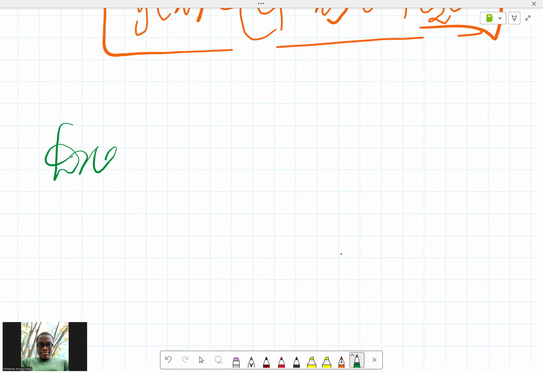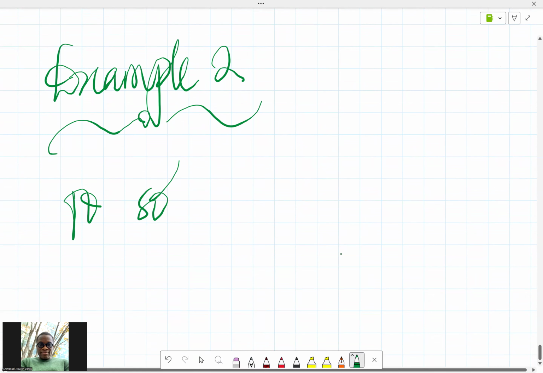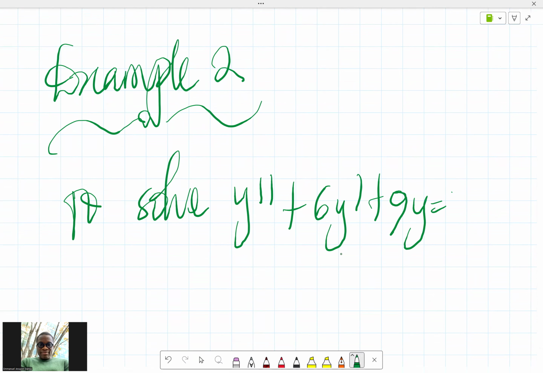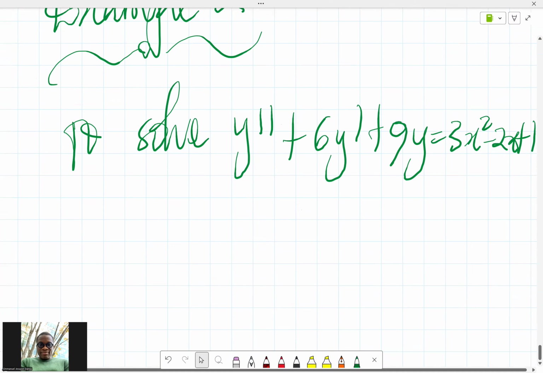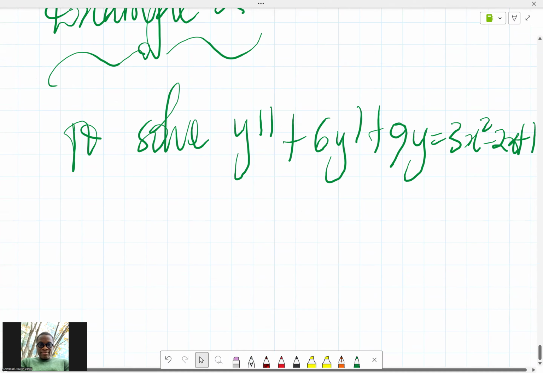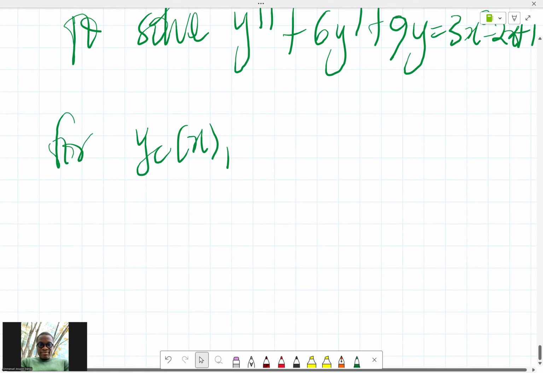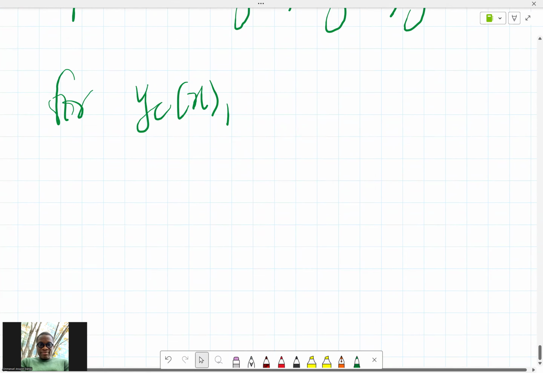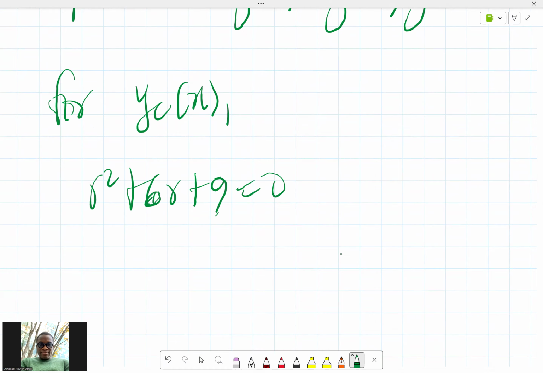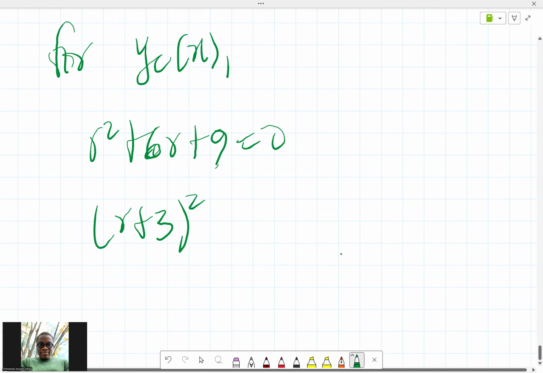So we say example 2, we want to solve y prime prime plus 6y prime plus 9y equals 3x squared minus 2x plus 1. Okay, that's what we have there now. So of course, for yc of x, the complementary solution, we see that this is y prime prime plus 6y prime plus 9. So that will be r squared plus 6r plus 9 equals 0. That's the complementary part. So that means we just have r plus 3 squared equals 0.